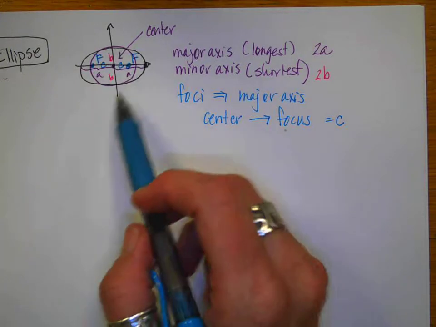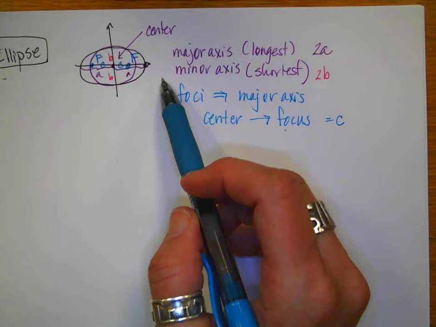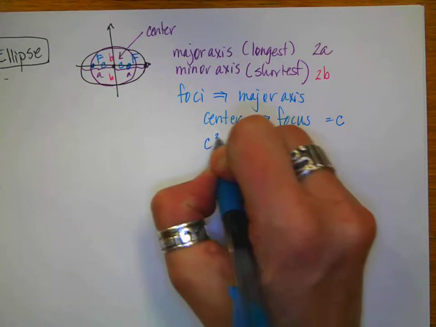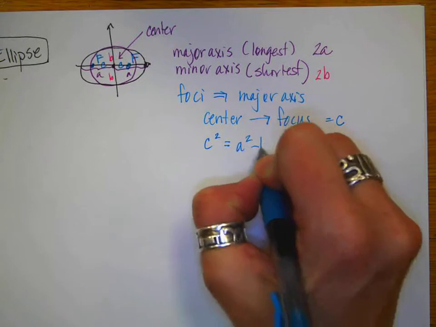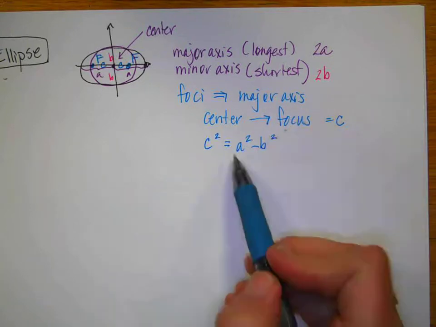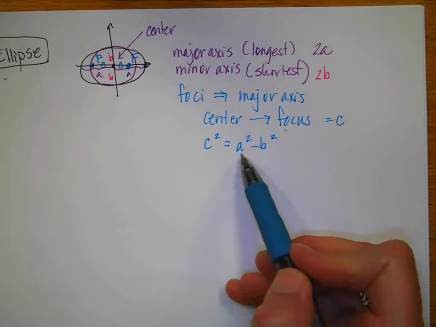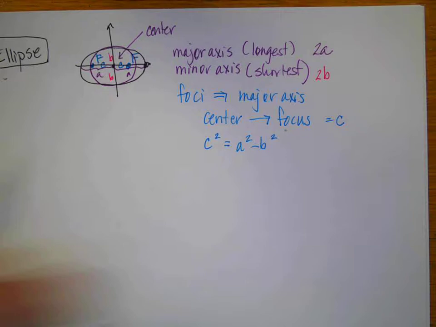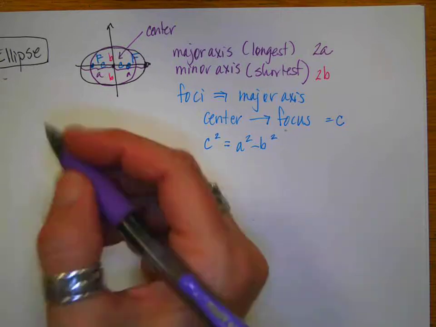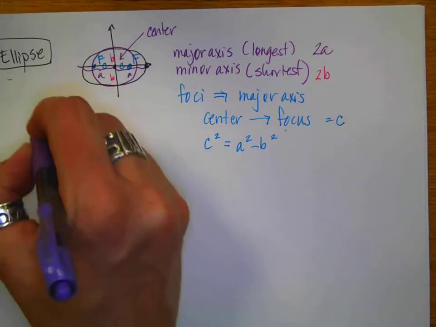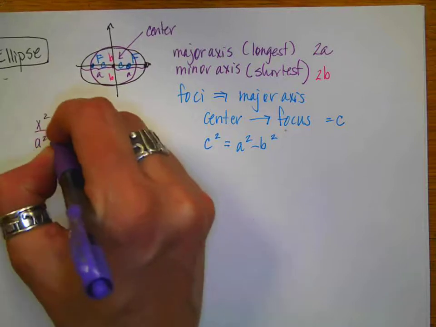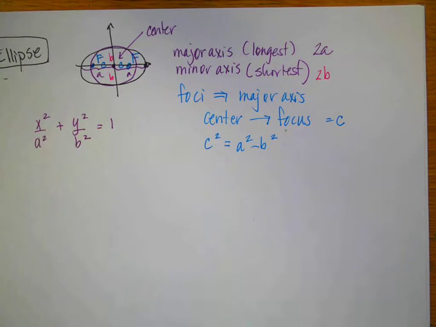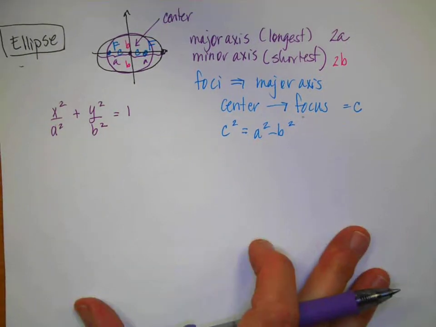So, I could draw you lots of pictures. The book has lots of pretty entertaining pictures, but I have a cool relationship in ellipses where c squared is equal to a squared minus b squared. And remember, a is half of the length of your major axis, b is half of the length of the minor axis. So then, if I write my generic equation, it's going to be x squared over a squared plus y squared over b squared is 1.